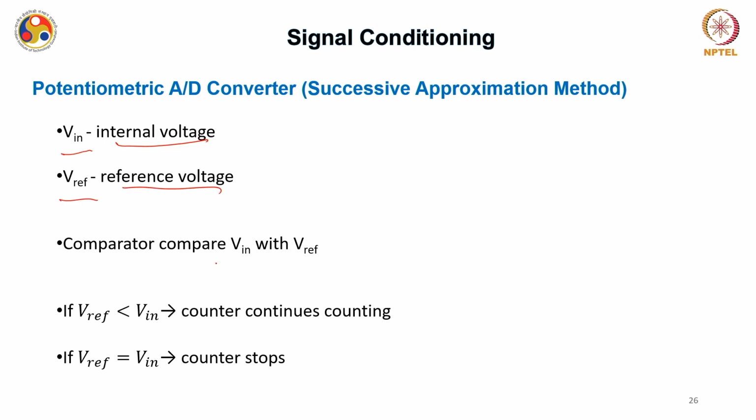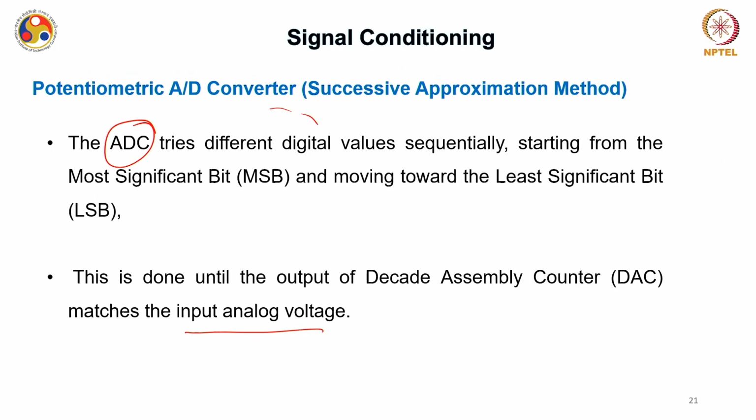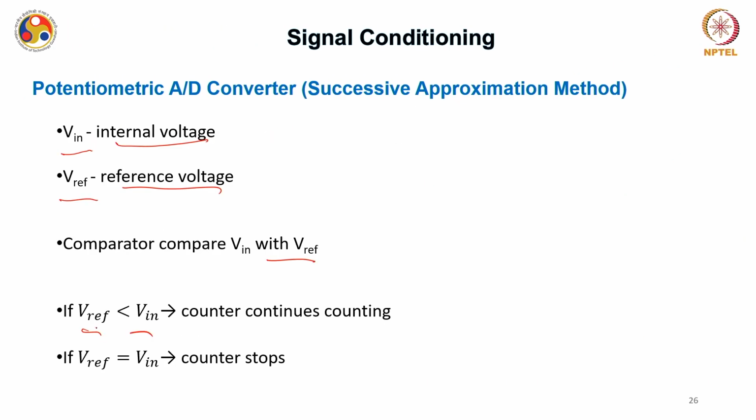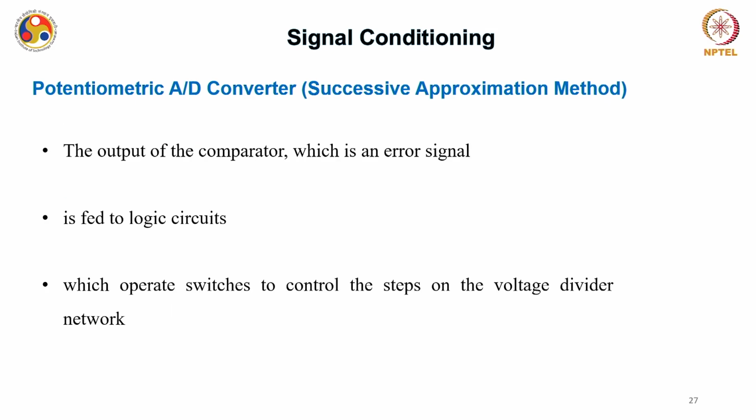Now the comparator compares the input voltage with the reference voltage, and if V reference is less than V in, the counter continues counting. We have just seen that this is done until the output of the DAC matches the input analog voltage. At the moment V reference is less than V in, this counting continues. At the point when V reference is equal to the input voltage, the counter stops and there is no further counting.